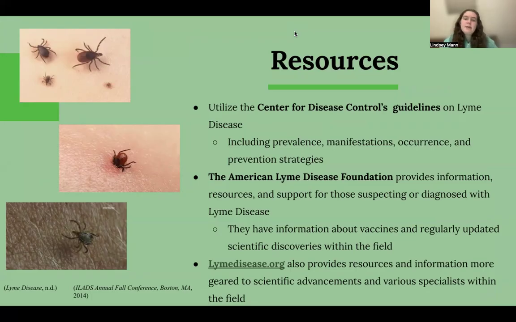The CDC, Center for Disease Control, is awesome with providing guidelines on Lyme disease, including prevalence, manifestations, occurrence, and prevention strategies, as well as the American Lyme Disease Foundation, which provides information, resources, and support for those suspecting or diagnosed with Lyme. They also have a lot of information about new research coming out about different vaccines they're trying to develop, and it's very regularly updated. Same with LymeDisease.org, and they're more focused on the research and the scientific advancements within the disease, as well as different specialists within the field.